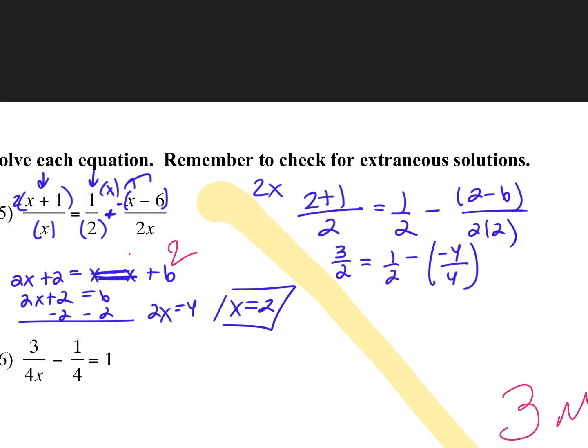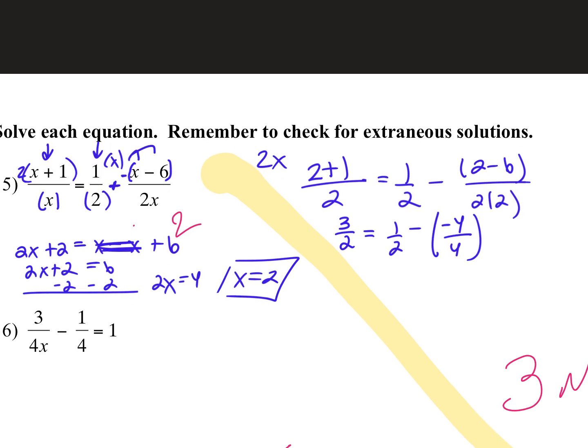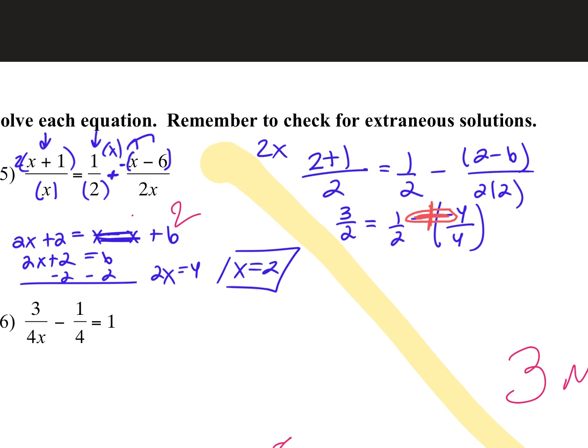What happens when you have minus a negative? What's minus a negative, guys? What do these two become when you have minus a negative? Positive, okay. So if you were going to add 1/2 and 4/4, you have to have a common denominator, right? What's your common denominator between 2 and 4? 4. What would you have to multiply your 2 by to make it a 4? 2. So I have to multiply the bottom by 2. Then I multiply the top by 2.